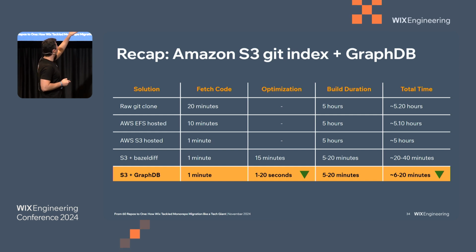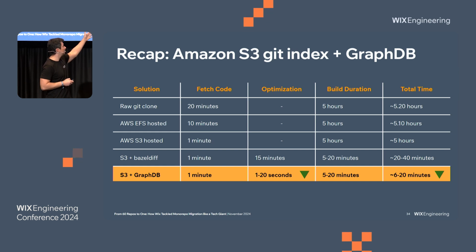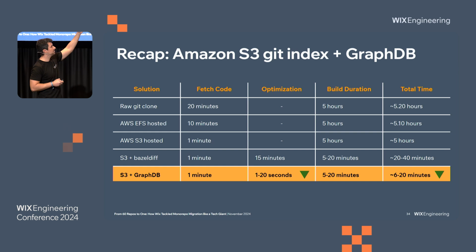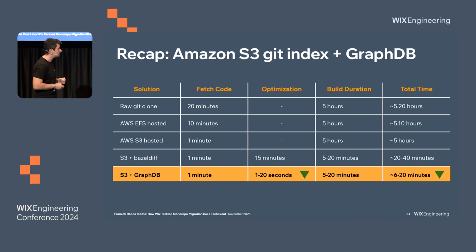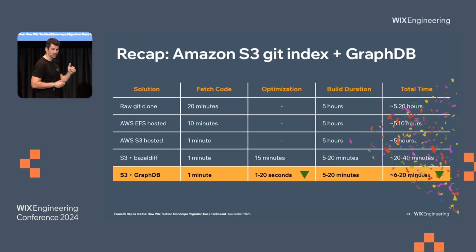So, using S3 with GraphDB, we are down in the optimization from 15 minutes to between 1 to 20 seconds. But the big numbers are eventually down from 5 hours to 6 to 20 minutes. So this is a big win for us. Thank you.